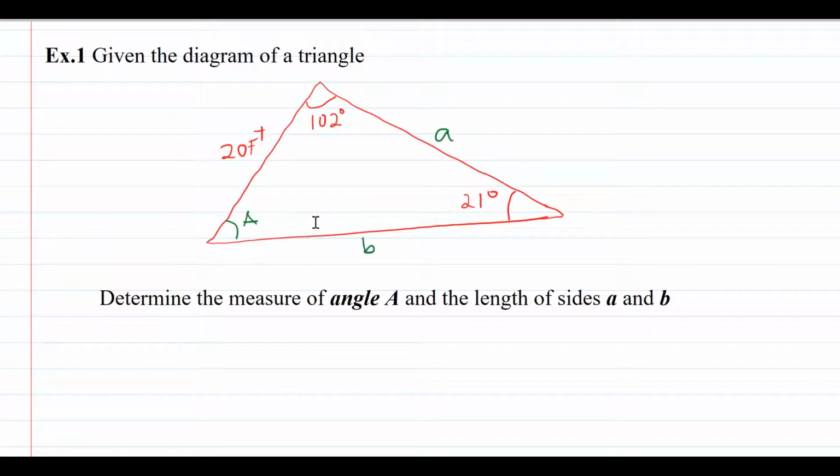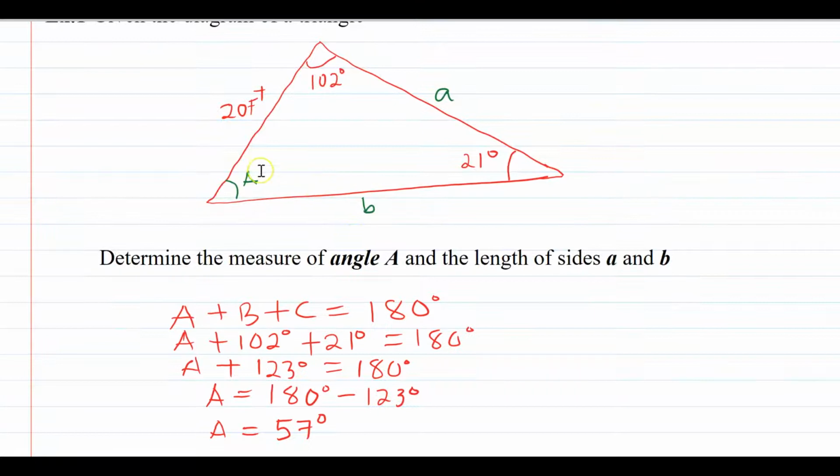Example 1. Given a diagram of this triangle, we have angle A, and then we have this angle B which is 102 degrees, and angle C which is 21 degrees. And we also have this side here, it's A, and this side is B, and this side is 20 feet. Now we want to determine the measure of angle A and the length of sides A and B.